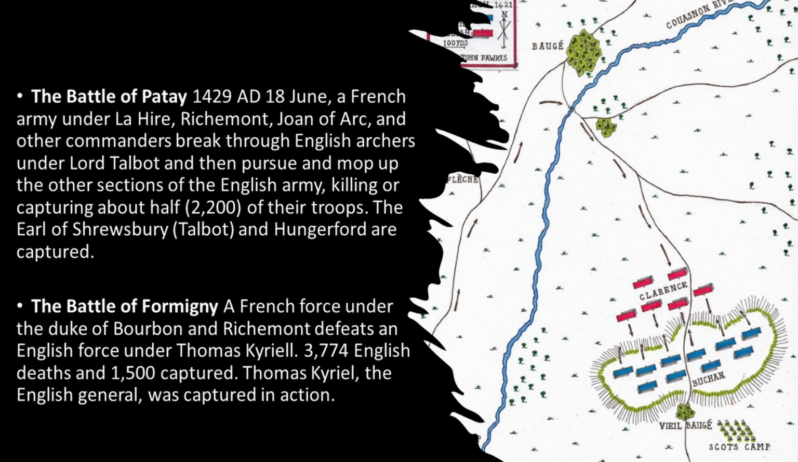The Battle of Formigny, another great battle. A French force under the Duke of Bourbon and Richmond defeats an English force under Thomas Kyriell. 3,774 English deaths and 1,500 captured. Thomas Kyriell, the English general, was captured in action. So, battles now, the scale is turning.